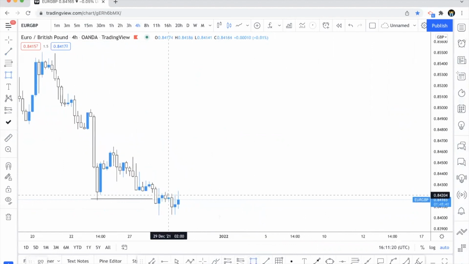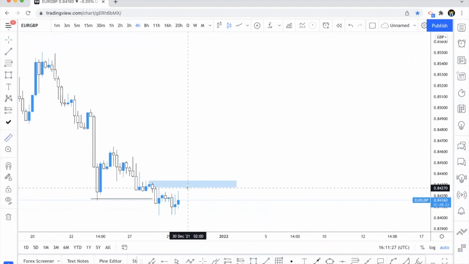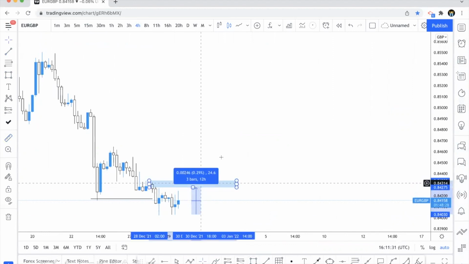Purely simple as that. Order block is right here. I'm going to wait for price to take it and then go from there, and then look for another sell. From this low to this high would be about 24 pips.